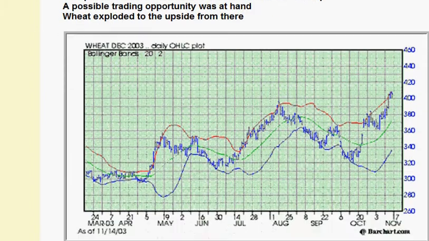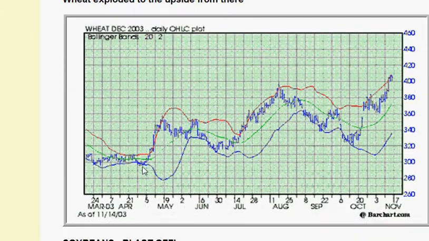Okay, and then I'll show you what I'm talking about there. Basically, this is where I was saying that it narrowed down, and it just kind of told you that something was probably going to happen for wheat, and it did. It exploded to the upside. It moved from $3 to $4 a bushel.